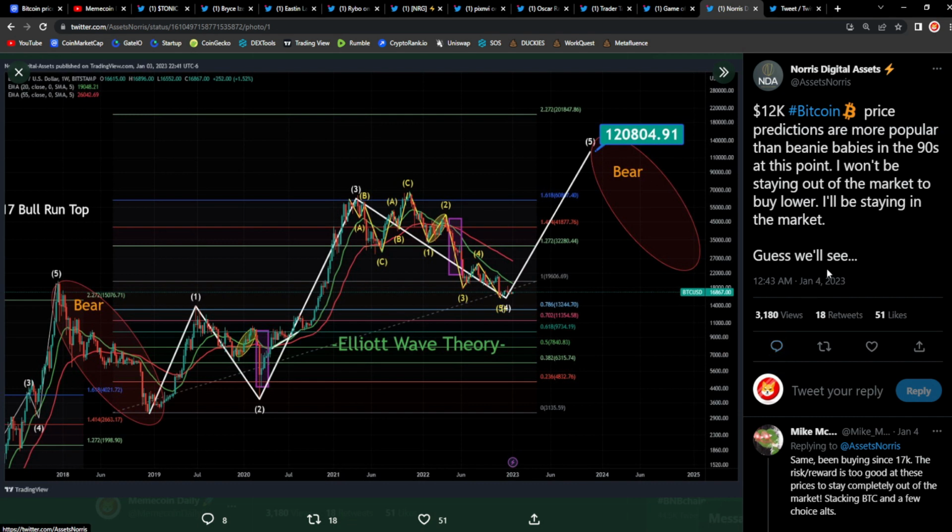From Norris Digital Assets, 12k Bitcoin price predictions are more popular than Beanie Babies in the 90s at this point. A lot of people are calling for 13k to 12k. I won't be staying out of the market to buy lower. I'll be staying in the market. Guess we'll see. So he's predicting we have the huge move and no retrace to 12k like a lot of people are calling for. Now it's kind of mixed. The majority of people that I see say we have a move up to 30k, 35k, then we come back down to 12k, and then we start the bull and move into this huge move to the 80 to 120k for his prediction right here, which you can't rule out.